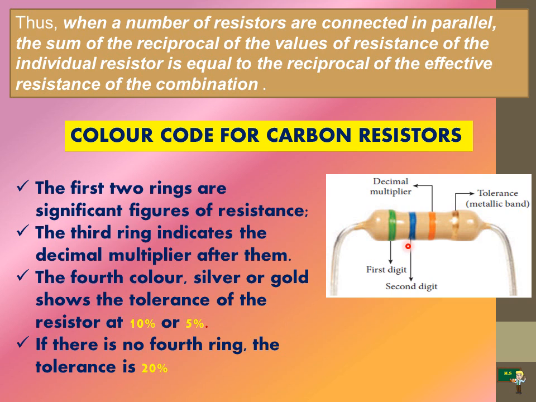While reading the color code, hold the resistor with the color bands to your left. Resistors never start with the metallic band on the left. So you have to hold this side in your left hand, then only you can find all the digits perfectly.